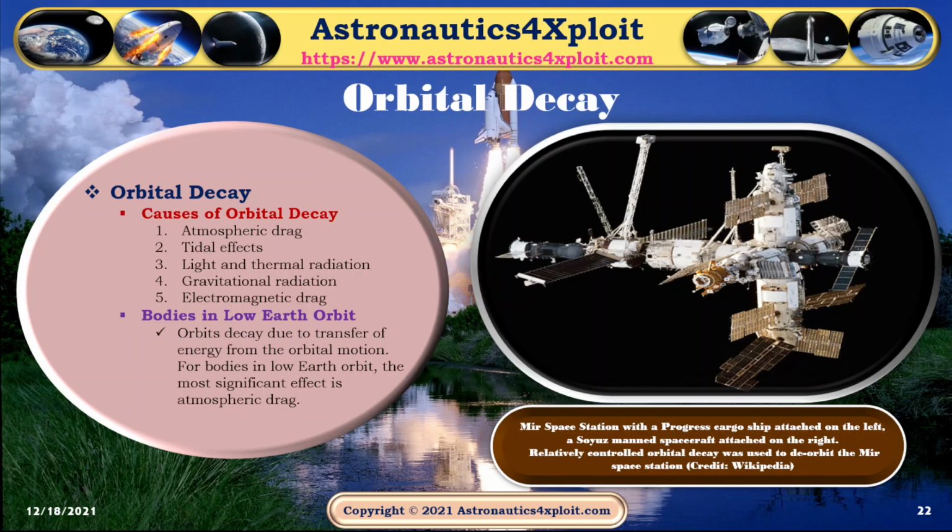Causes of orbital decay are atmospheric drag, tidal effects, light and thermal radiation, gravitational radiation, and electromagnetic drag. Orbits decay due to transfer of energy from the orbital motion, and for bodies in low Earth orbit, the most significant effect is atmospheric drag. This picture shows the Mir space station with a Progress cargo ship attached on the left and a Soyuz manned spacecraft attached on the right. Relatively controlled orbital decay was used to deorbit the Mir space station.